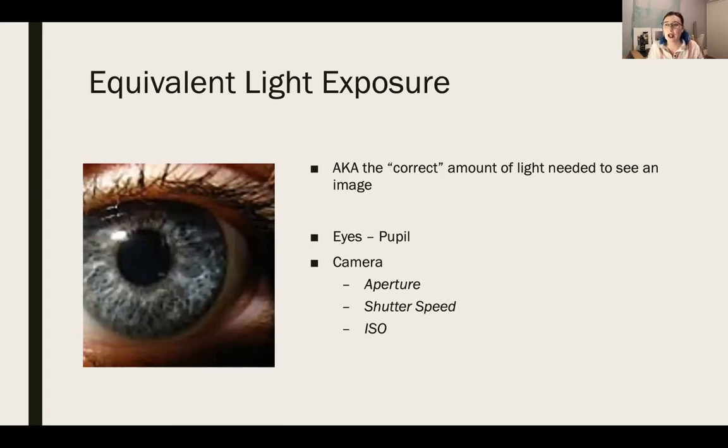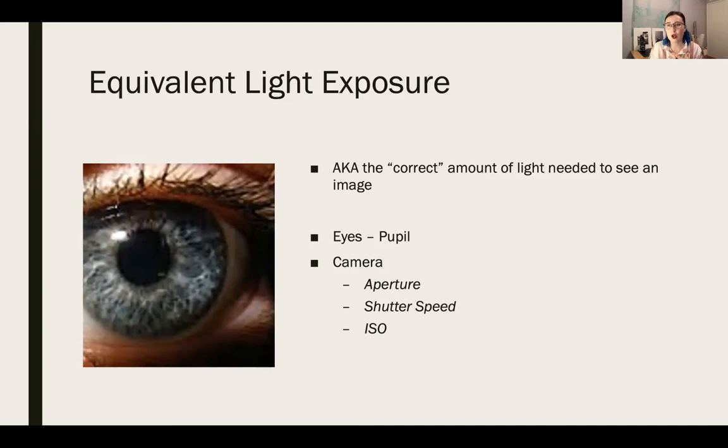Our eyes do that again with our pupil, so it will do that automatically for us. So our brains know the equivalent light exposure calculations, and they then use the muscle in our iris. So our iris is not only beautiful, but it's a muscle, and that contracts or expands our pupil always to create equivalent light exposure. So our brains are constantly doing that for us. It's calculating this algorithm to get equivalent light exposure.